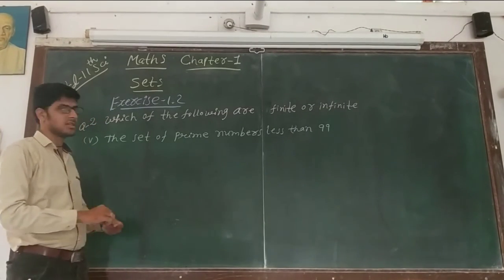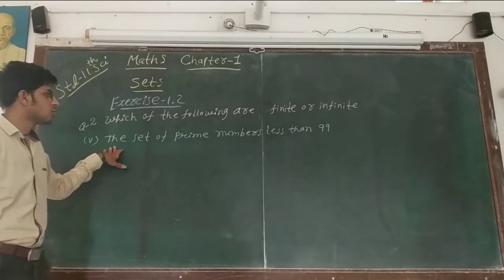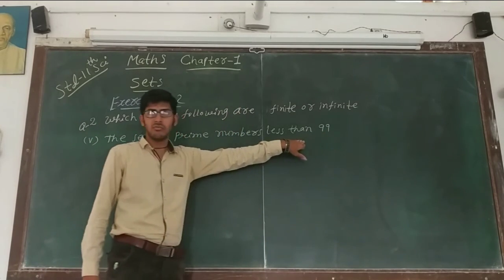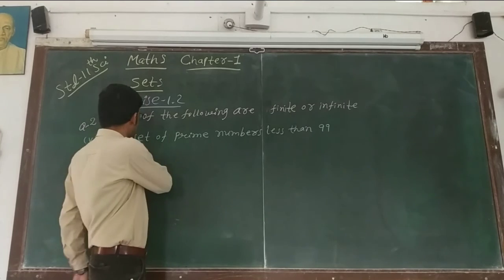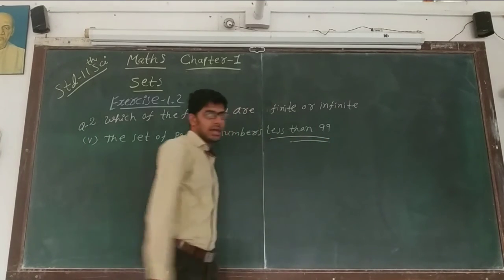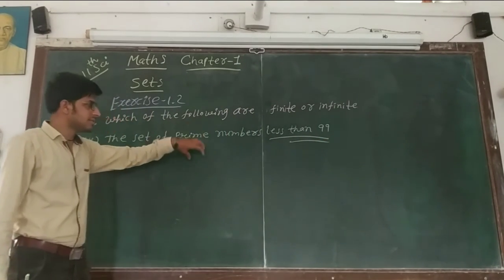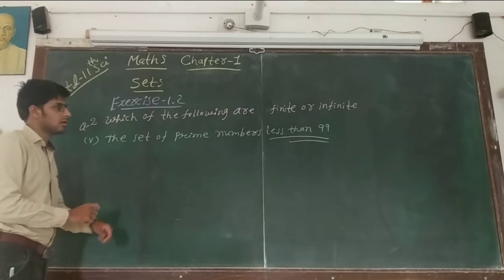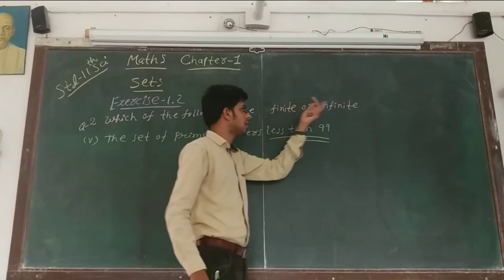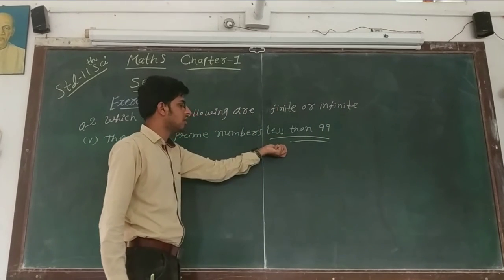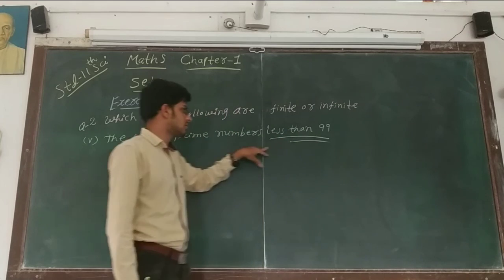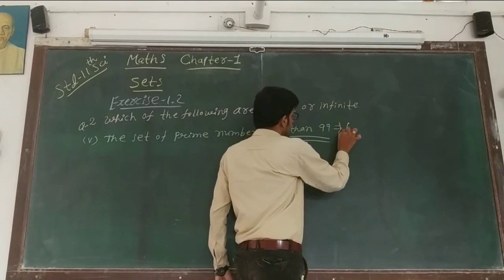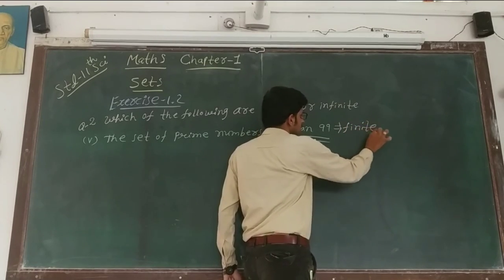Question number 2, fifth one. The set of prime numbers less than 99. So here 99 is fixed. We have to write the primes less than 99. So in this set the numbers are countable. I repeat: finite means countable and infinite means uncountable. So we can count this set of numbers. So the answer is finite because it is countable.